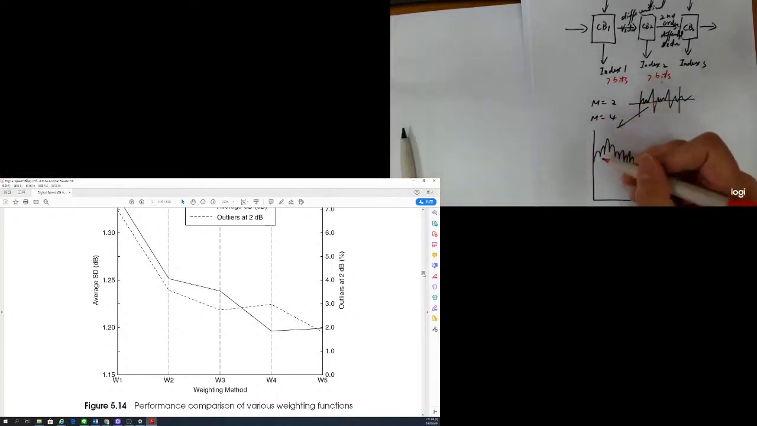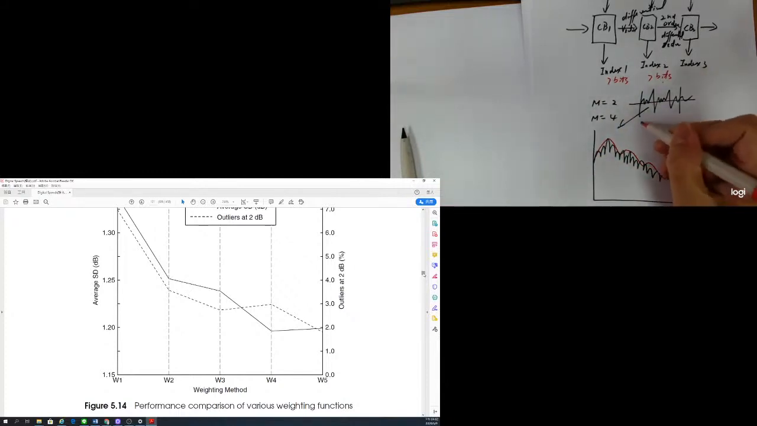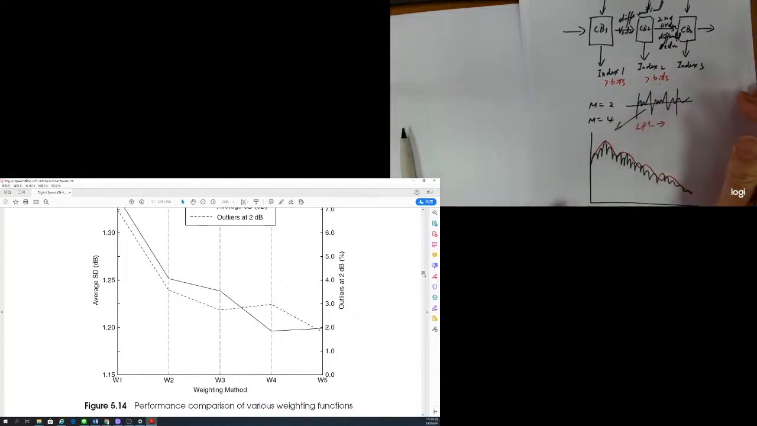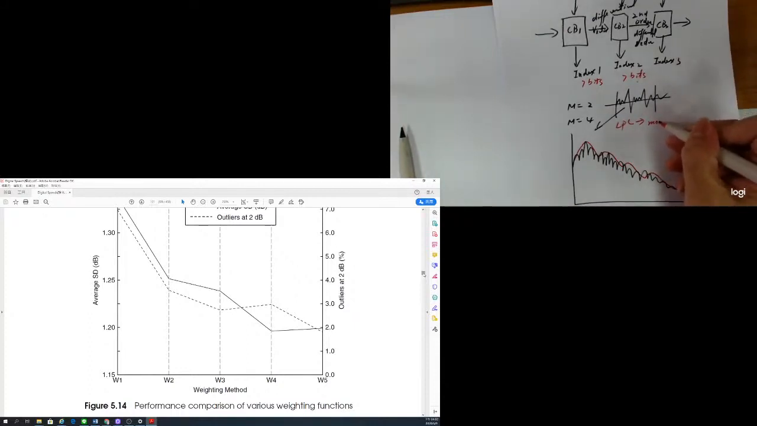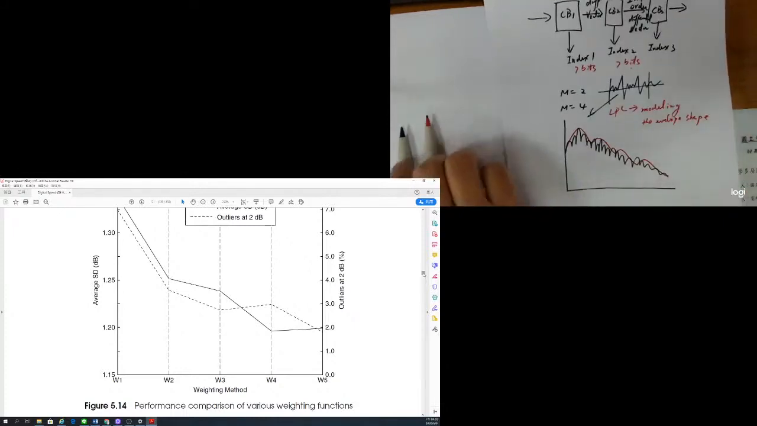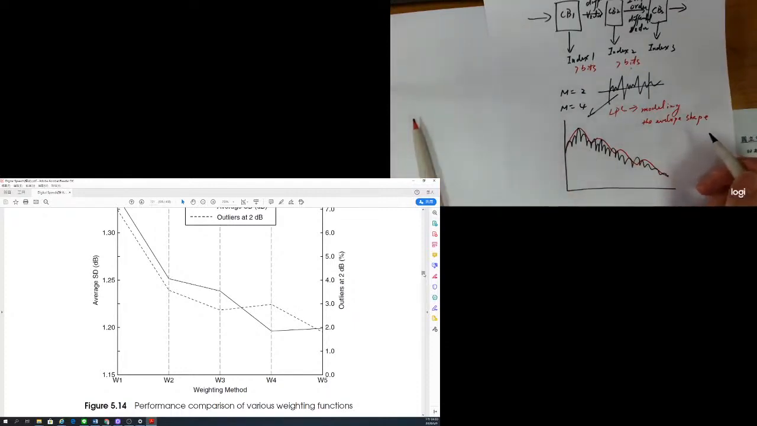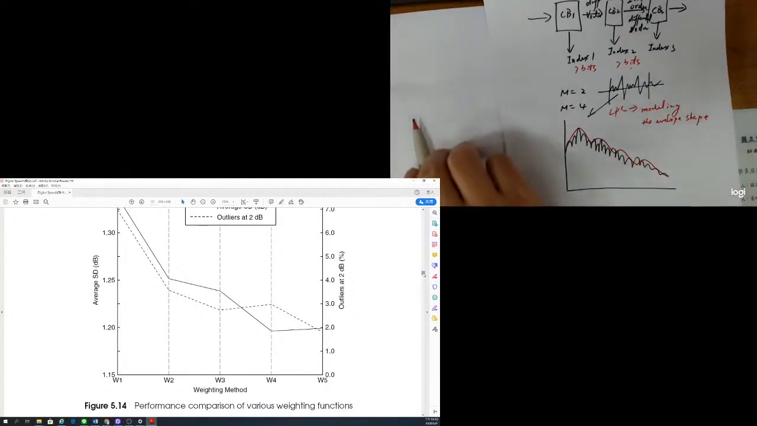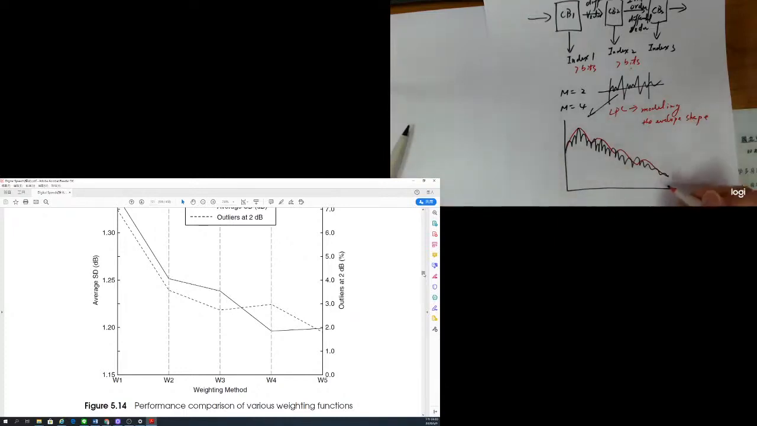So we know LPC is a model. LPC tries to model the envelope shape, your frequency spectrum envelope shape. So according to this idea, you can double check, because this one goes up to 4 kilohertz.